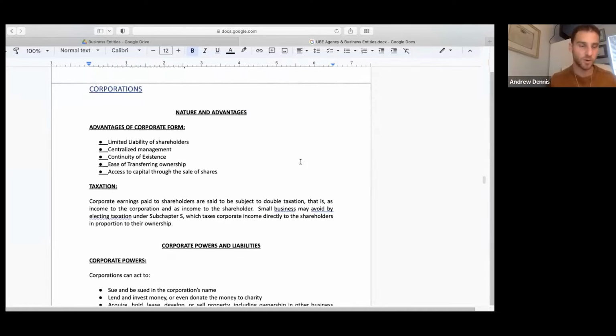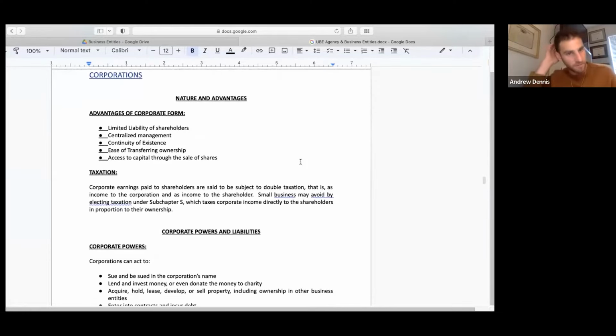Corporations: nature and advantages, limited liability of shareholders, centralized management, continuity of existence, ease of transferring ownership, access to capital through the sale of shares. I teach for the Series 7, and the Series 7 is all about stocks and bonds. That literally is the transfer of ownership of corporations.